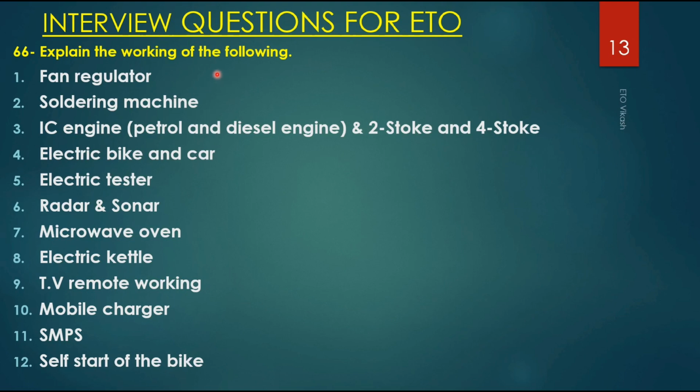But nowadays in modern times there is a small regulator, in which we use a TRIAC. By varying the duty cycle, meaning T on divided by the total time, which is T on plus T off, we vary the firing angle, and by that we reduce our voltage.